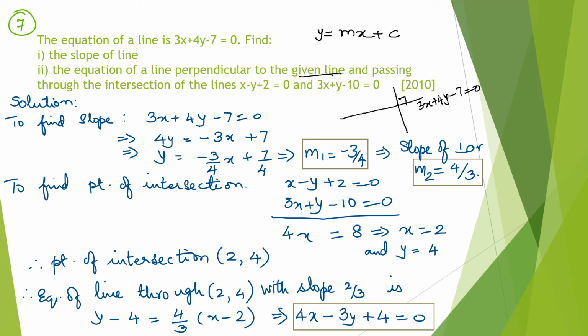And also this line is passing through the point of intersection of which two lines? That is, this is going to be x minus y plus 2 is equal to 0, and this is going to be 3x plus y minus 10 is equal to 0. Do you understand this? This is the point of intersection. So this is the point of intersection, and this is the given line, that is 3x plus 4y minus 7 is equal to 0.